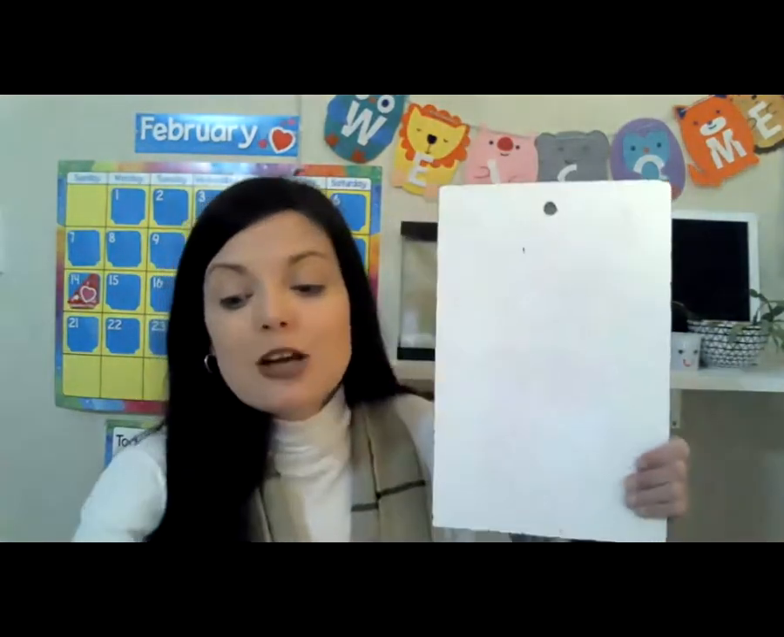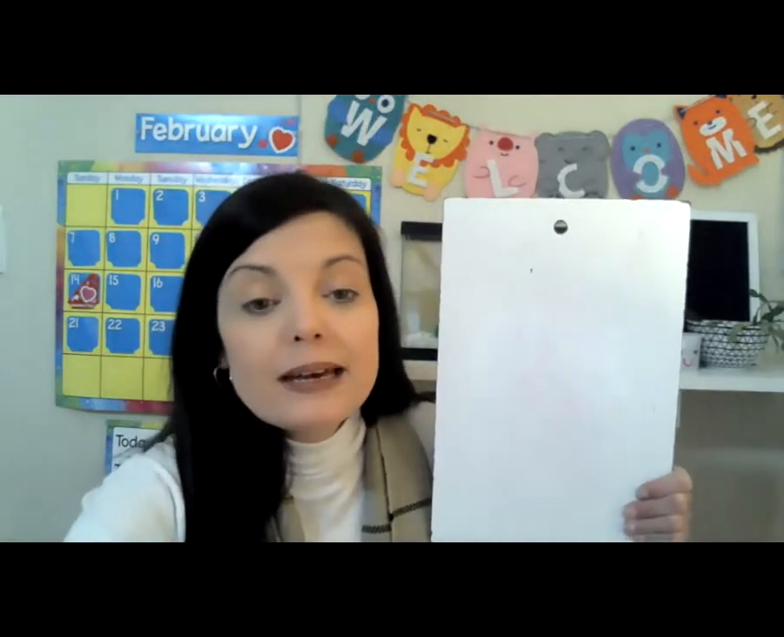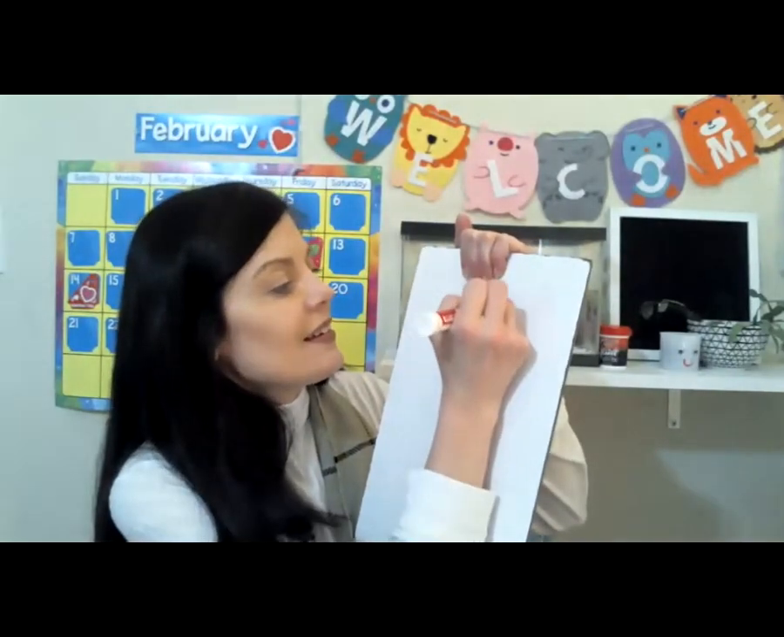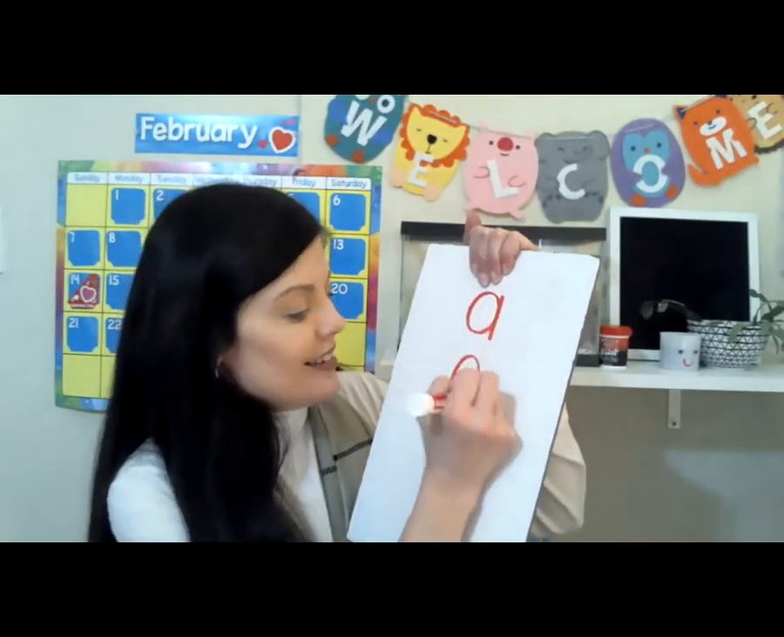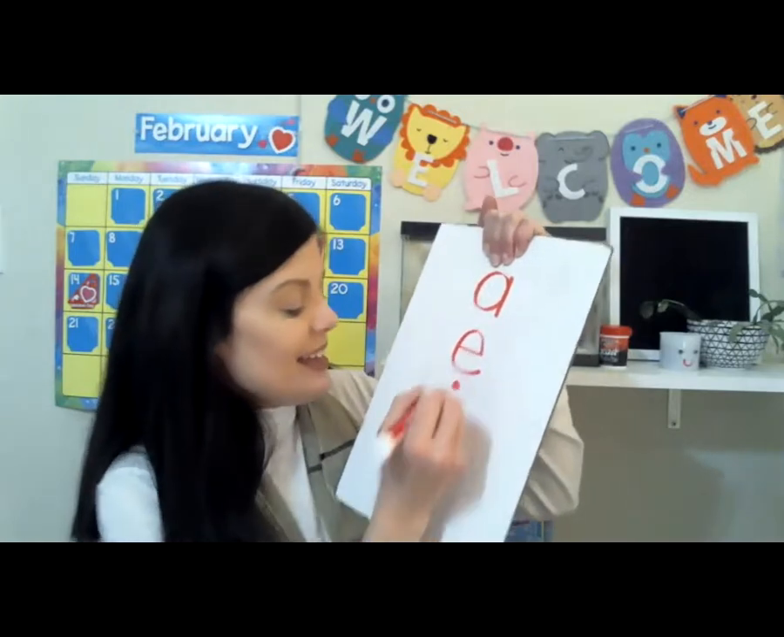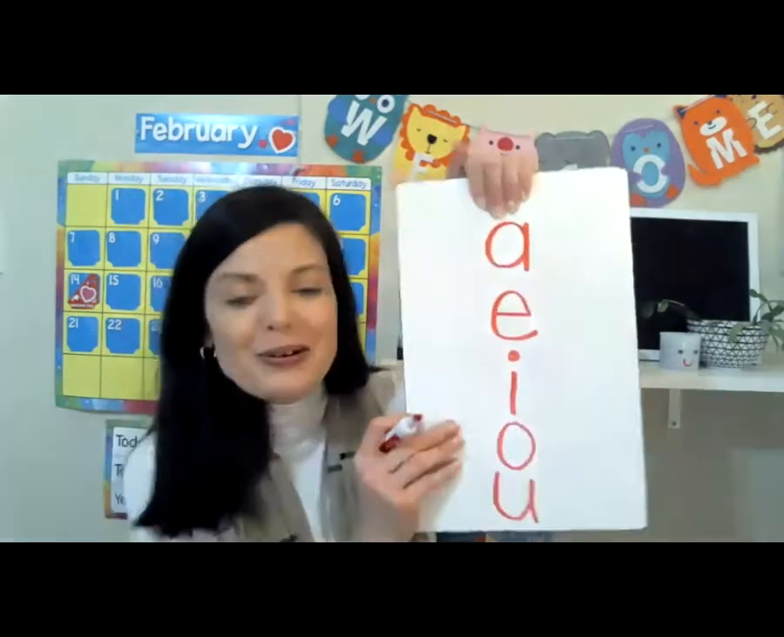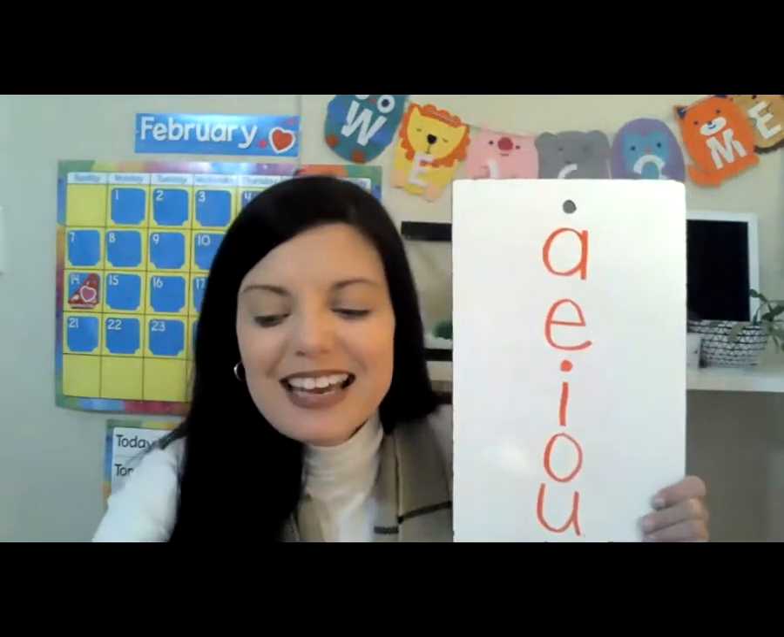All right, so first before we blend, I need to know what my vowels are. Can you help me? The vowels are A, E, I, O, and U. These are the vowels. Thank you.